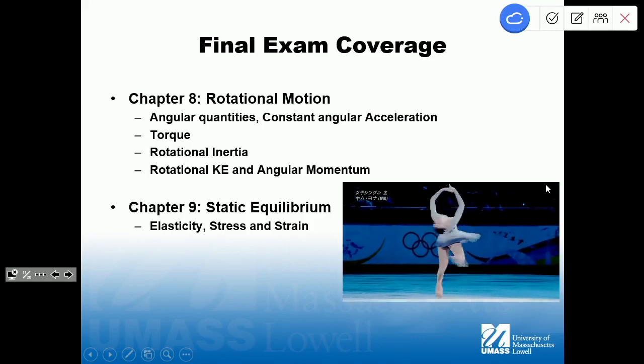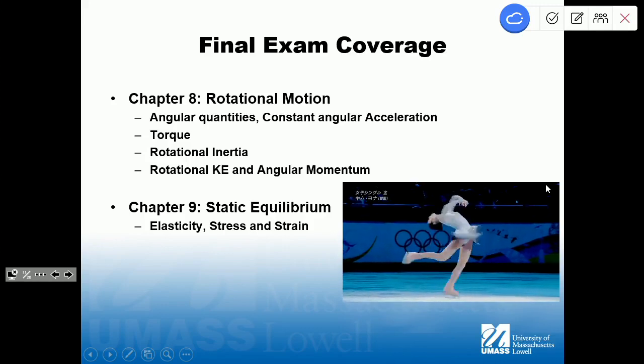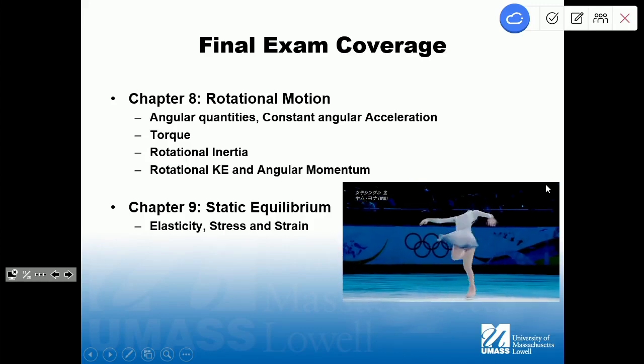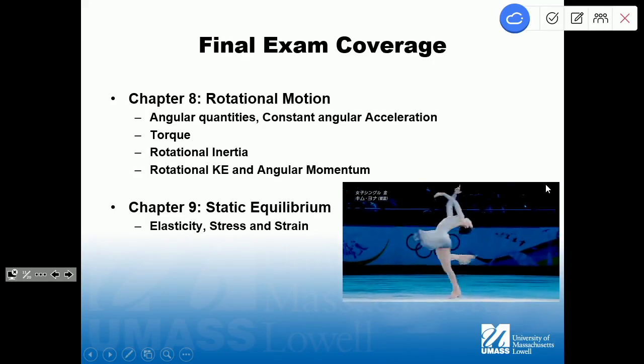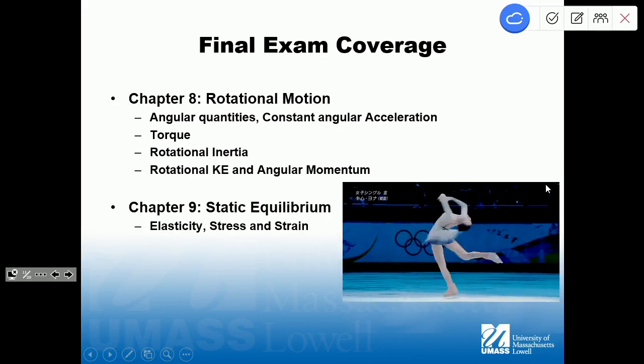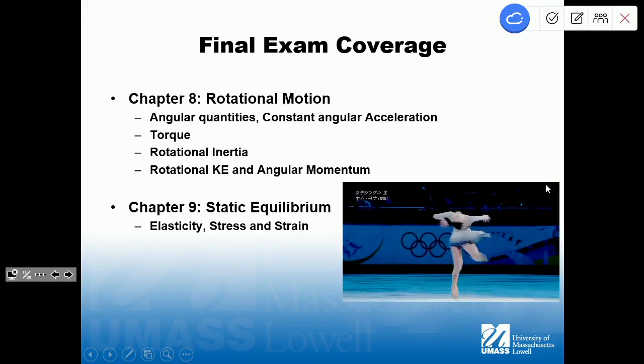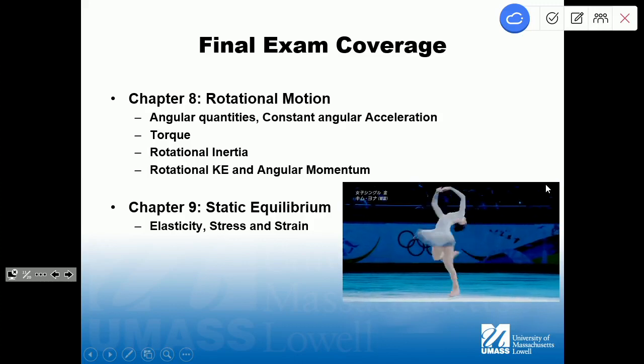Translational kinetic energy is 1/2 mv squared. A rotating object also has energy. Like when I do this, my arm is rotating. If something was here, boom. It has the ability to do work. So this kind of energy is rotational kinetic energy.